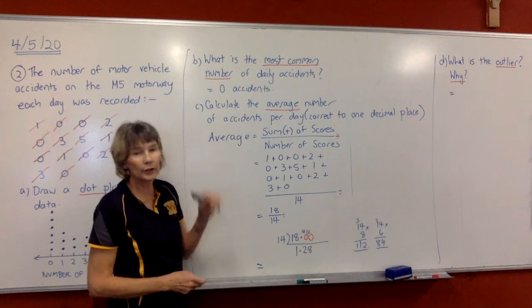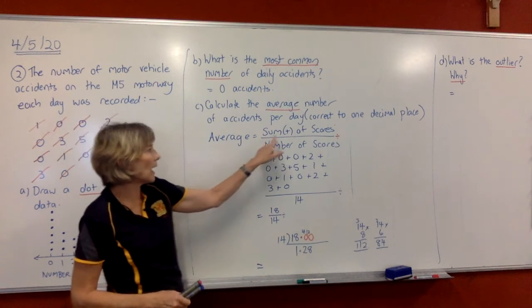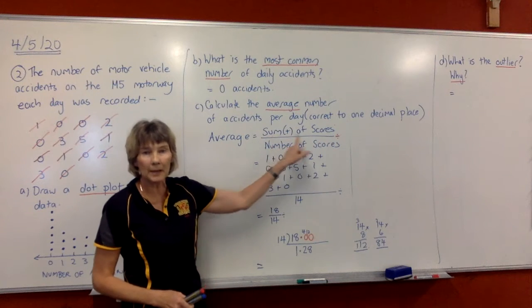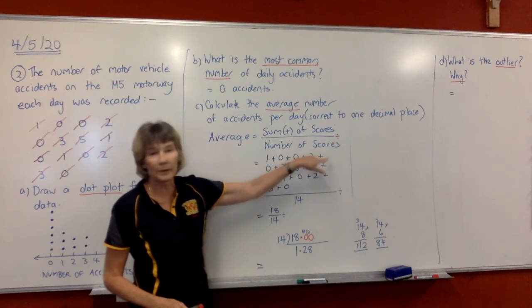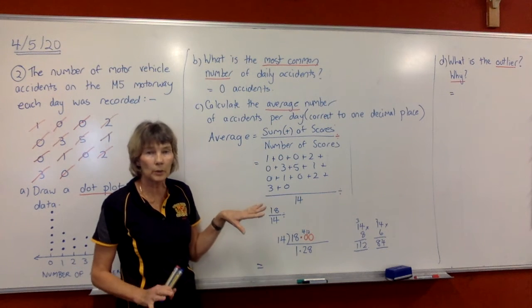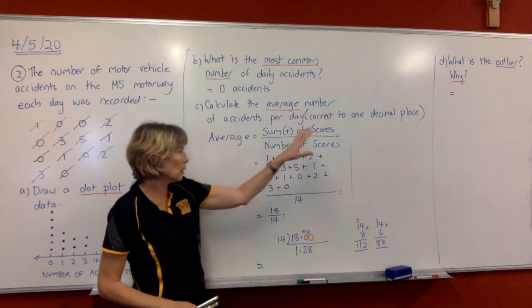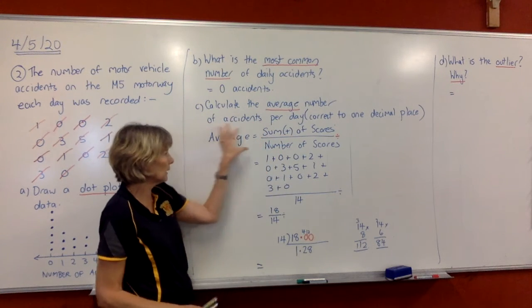Okay, the next one says, calculate the average number of accidents per day, correct to 1 decimal place. So average, some of you may not remember what to do with this, but average is when we add up all our scores, we sum our scores, and we divide by the number of scores. I want you copying it down like this. I don't want you doing it how you did it in primary school. I want it done like this. So you're all going to write down everything I've done on the board exactly.